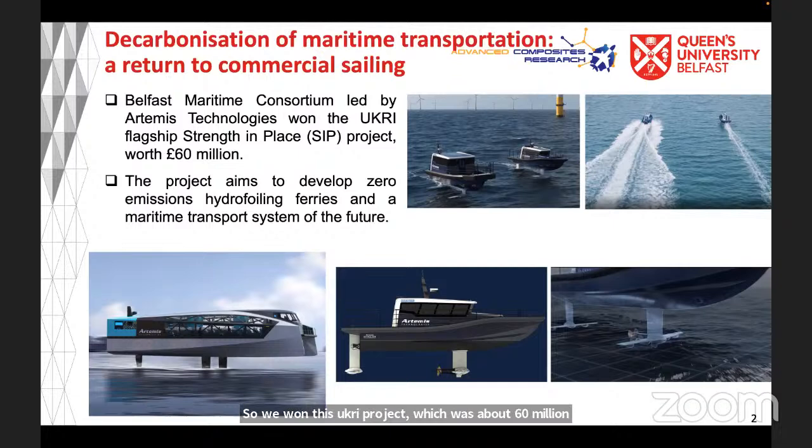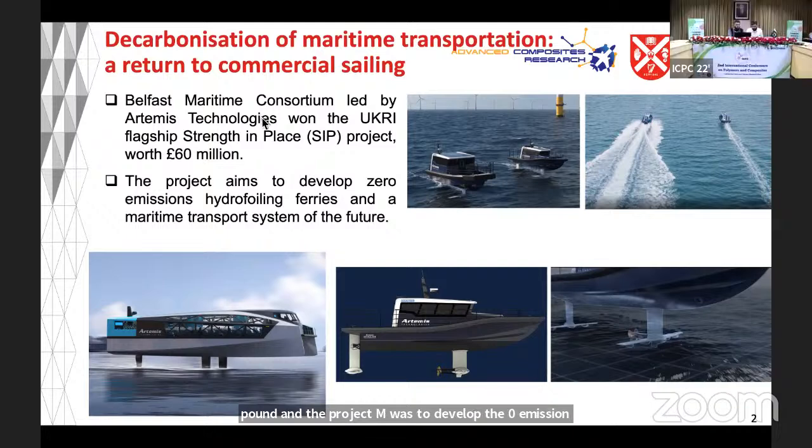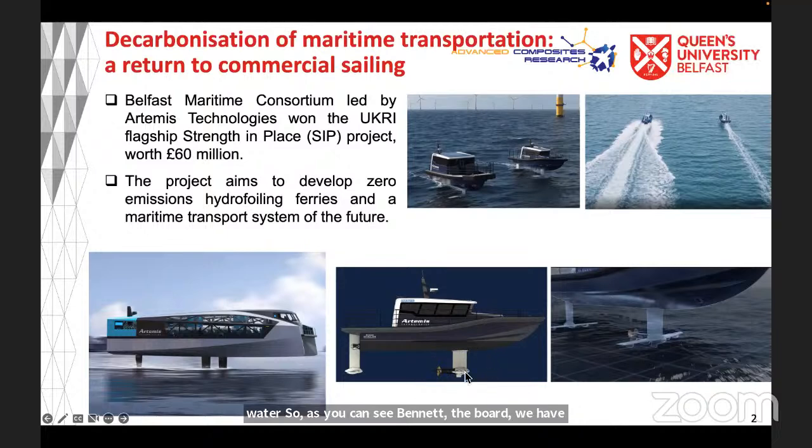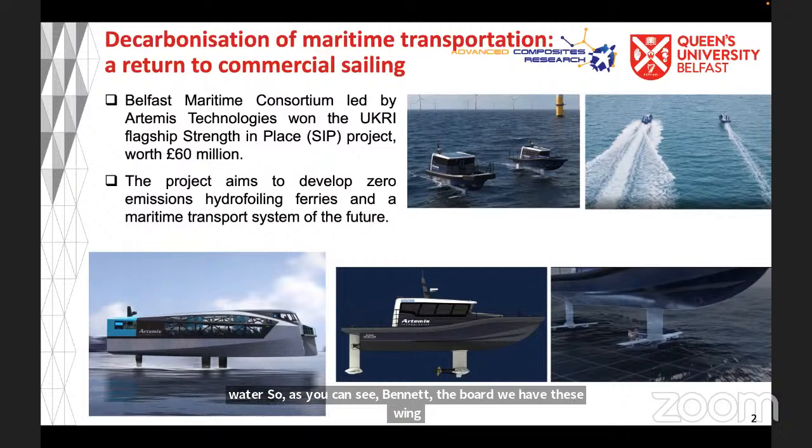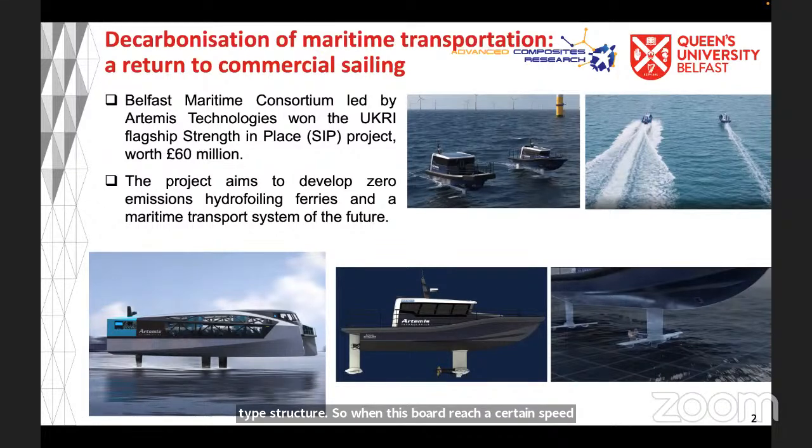The project aim was to develop zero emission hydrofoiling ferries, which you can see in these figures. So we are already working with them on these types of boats. The main difference between these and conventional boats is that these boats can fly over the water. As you can see beneath the boat, we have these wing type structures. When this boat reaches a certain speed, it can fly over the water. These are fully made of composite materials because we want to reduce the weight, and these are fully electric. So that's why it will reduce environmental effects.